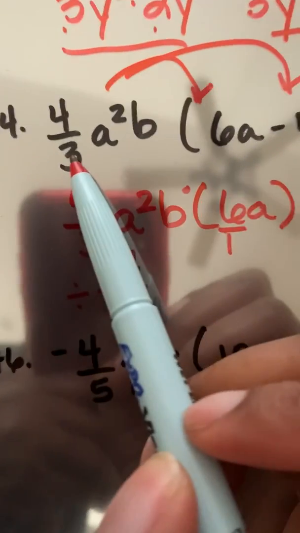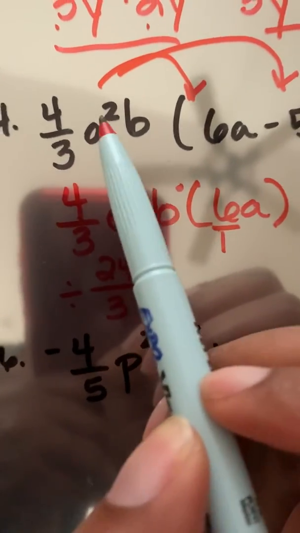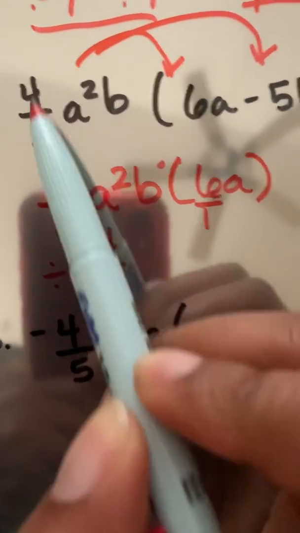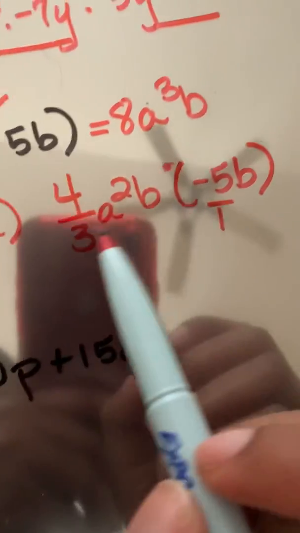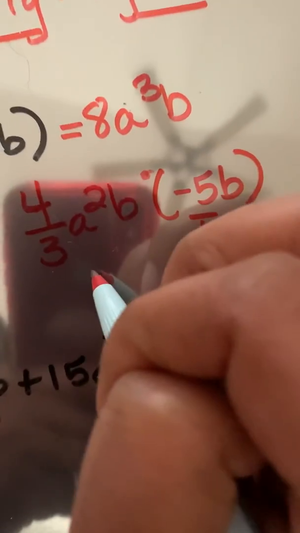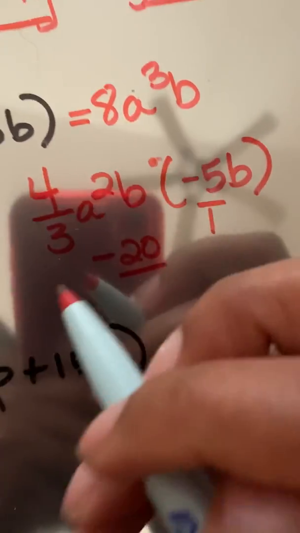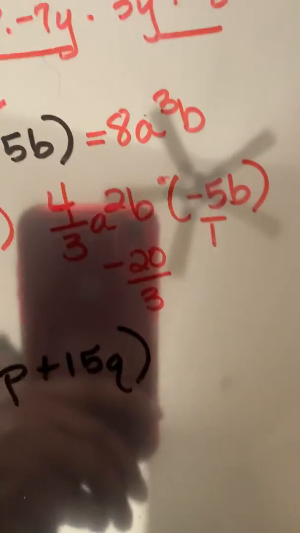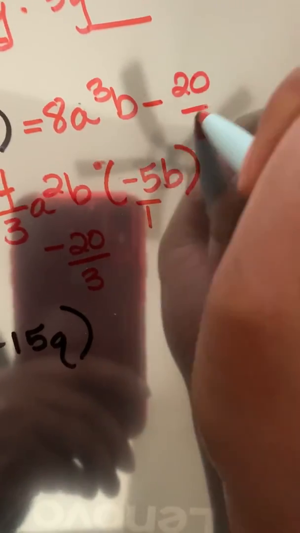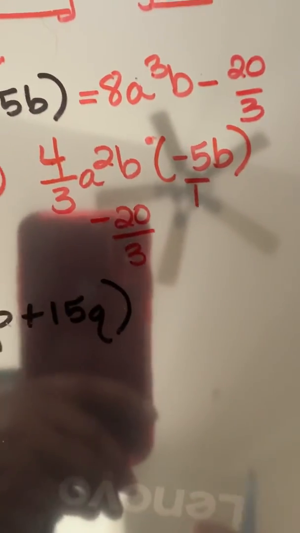Now I have multiplied 4 over 3, a squared b times 6a. Now I want to multiply 4 over 3, a squared b times -5b. So I just go step by step. 4 times -5, we're talking about a fraction, so you multiply the tops, and you multiply the denominators. So 4 times -5 is -20, and 3 times 1 is 3. We're going to leave this fraction alone. -20 over 3, that's fine. I don't have a problem with a fraction.